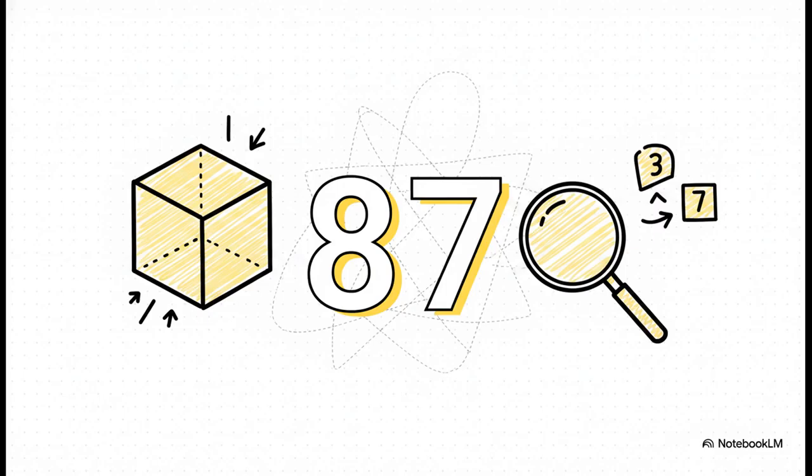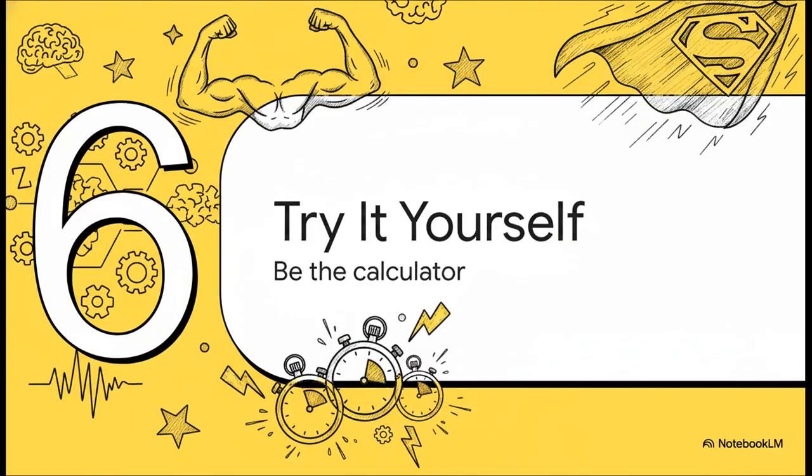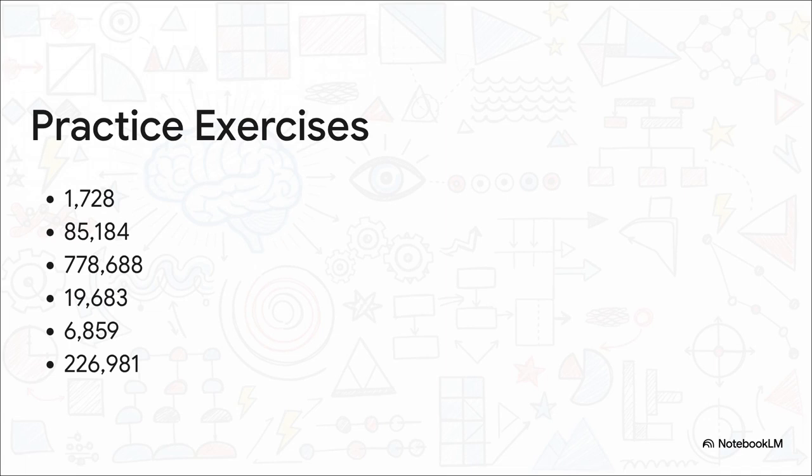How cool is that? Finally, Section 6. Try it yourself. It's your turn to be the lightning calculator. Because like any superpower, you have to flex the muscle to make it work, Dr. King provides a section dedicated to practice. Here are the 6 exact exercise numbers from his source grid for you to apply the 3-step method on.